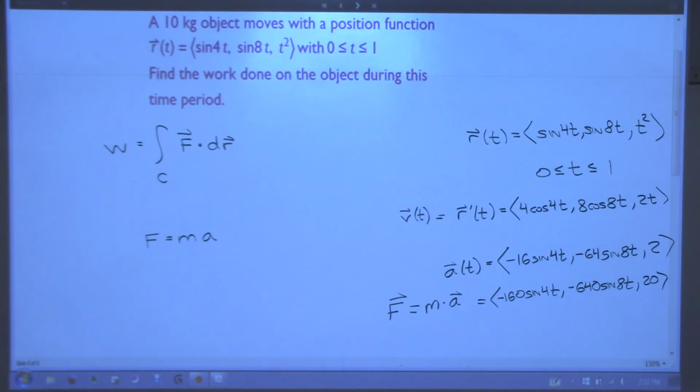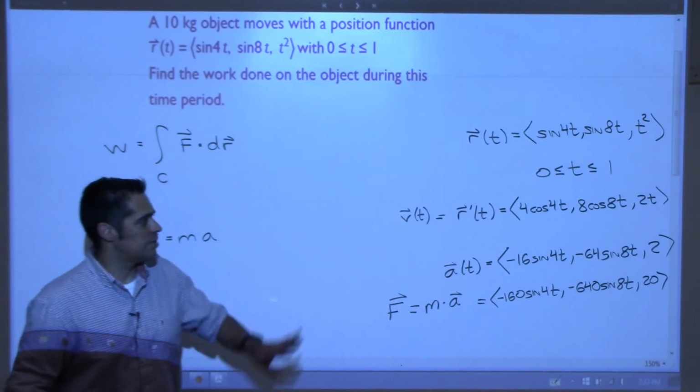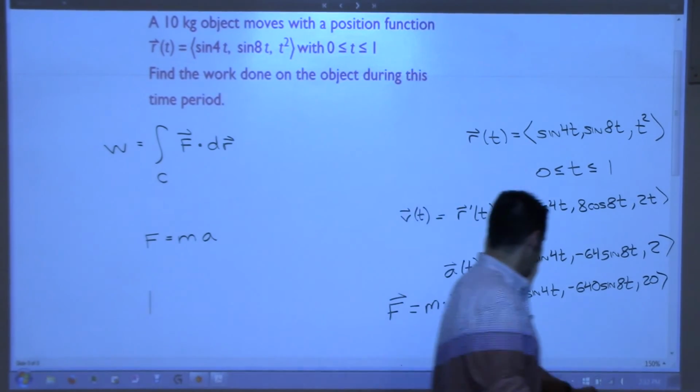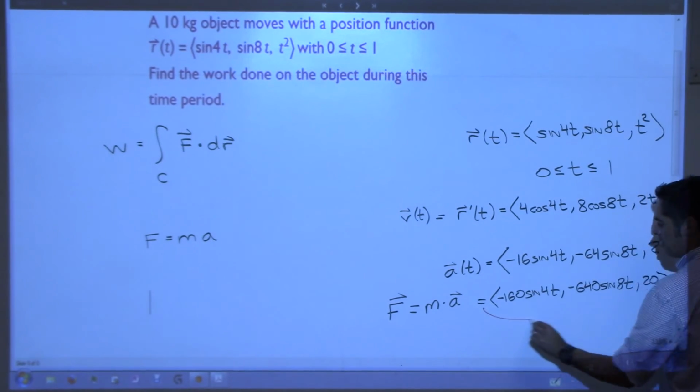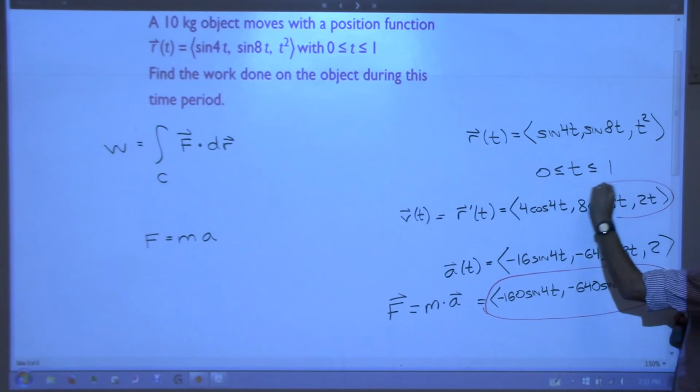Could you just pull the mass out? Yes, you could have taken the mass out of the whole thing. But if it was not given, like if they said the mass of the object is m, you would want to pull that out. If it's 10, you may as well keep it in, but you can take it out. It doesn't matter. All right, so all I need to do is dot these. I need to dot my force with r prime.